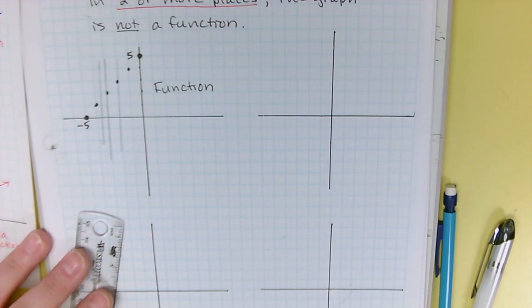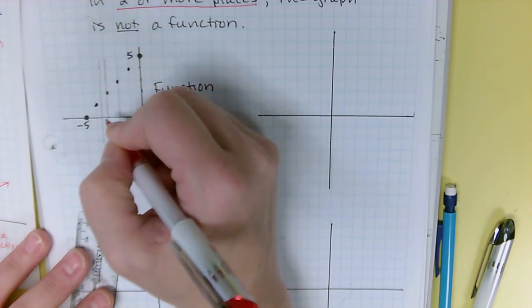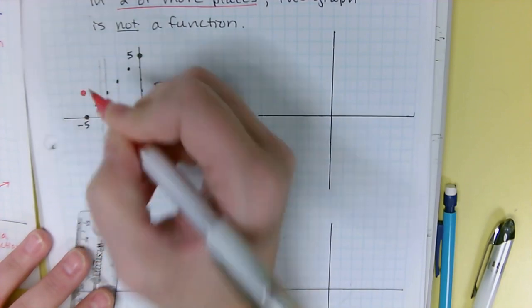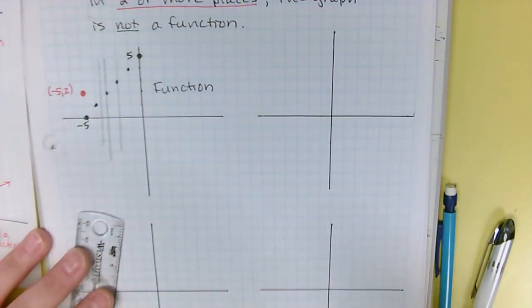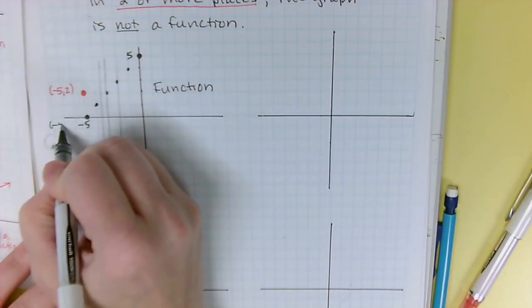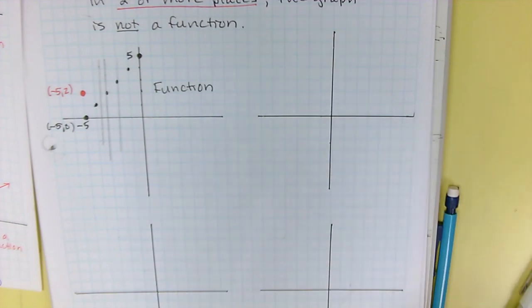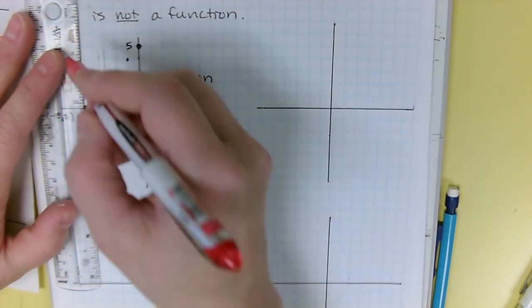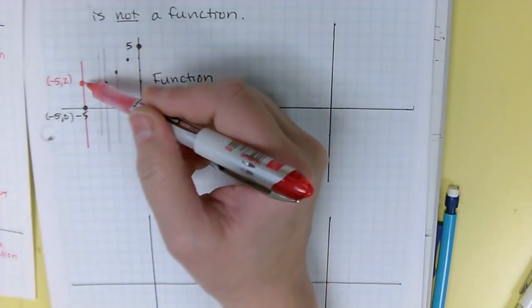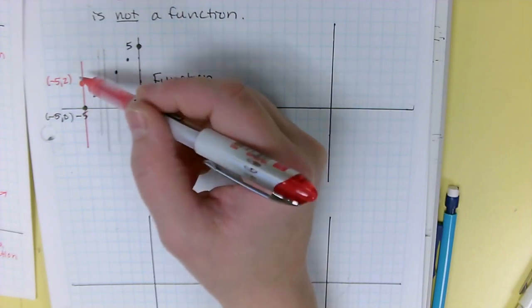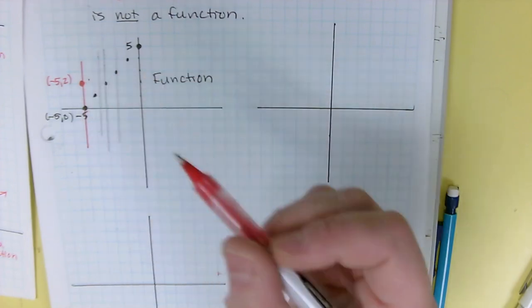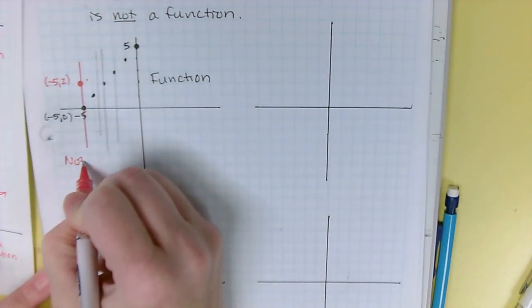Now, what would make it not a function? This is where I want you to switch colors of ink. We're going to put a point directly above the -5, which is the point -5, 2. The black one that we already drew is -5, 0. So with this new point, I now have a point directly over a point. If I draw a line through those two points, it crosses one, two times. So according to the vertical line test, if it crosses two points at the same time, it is not a function.